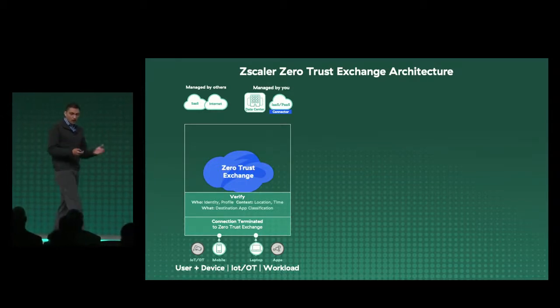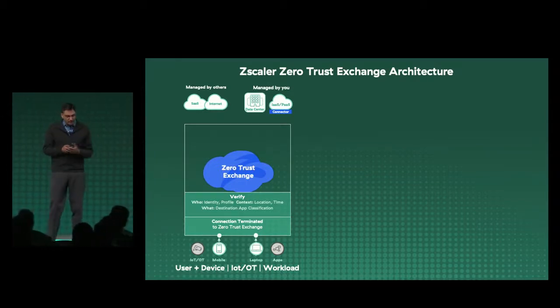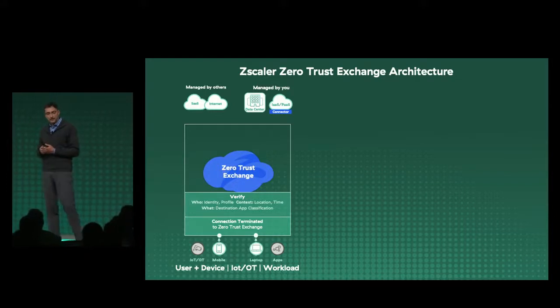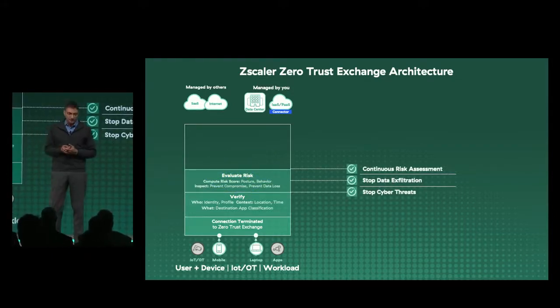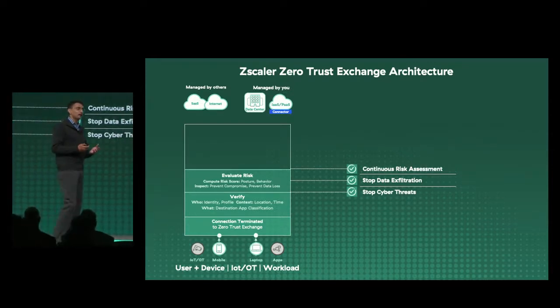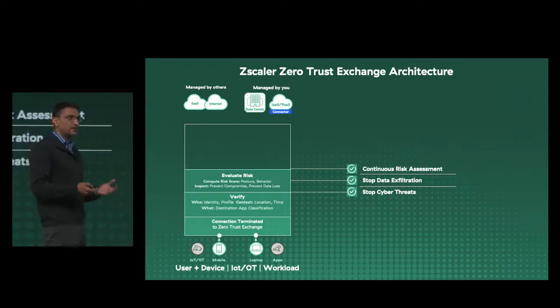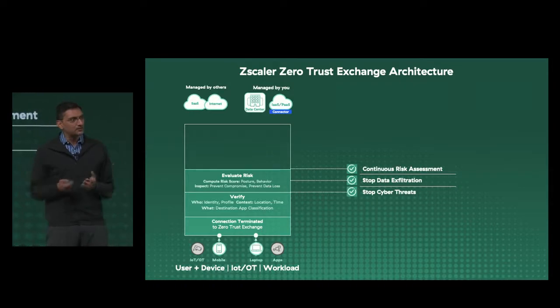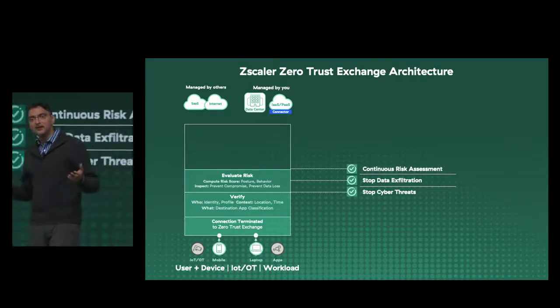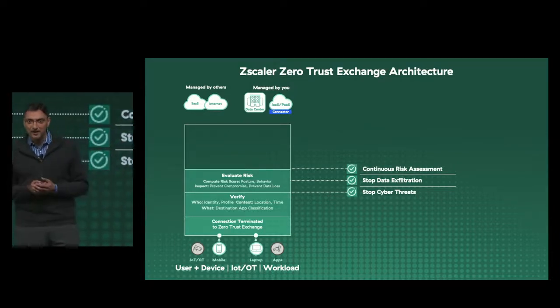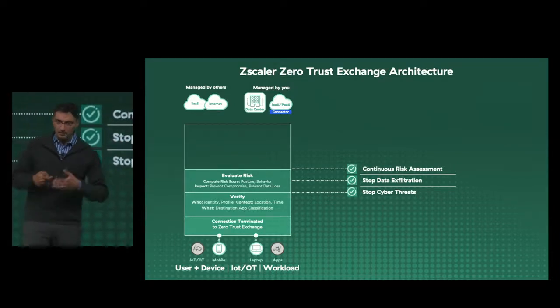We look at who you are. We look at the context. We look at where you're heading to. And then, most importantly, we start analyzing the content of your transaction. And in order to do that, you have to do full SSL inspection. You heard from Alex yesterday that 95% of all his traffic is encrypted. If you're not inspecting that content, you're going to be blind to almost everything that's going in and out of your organization. So we verify identity.